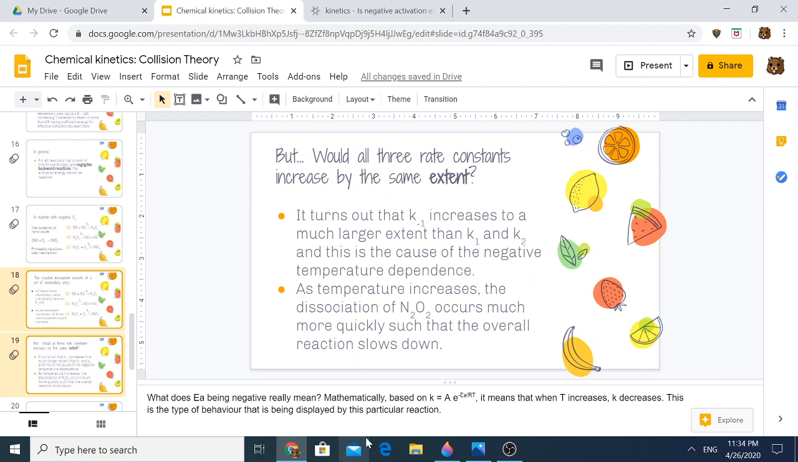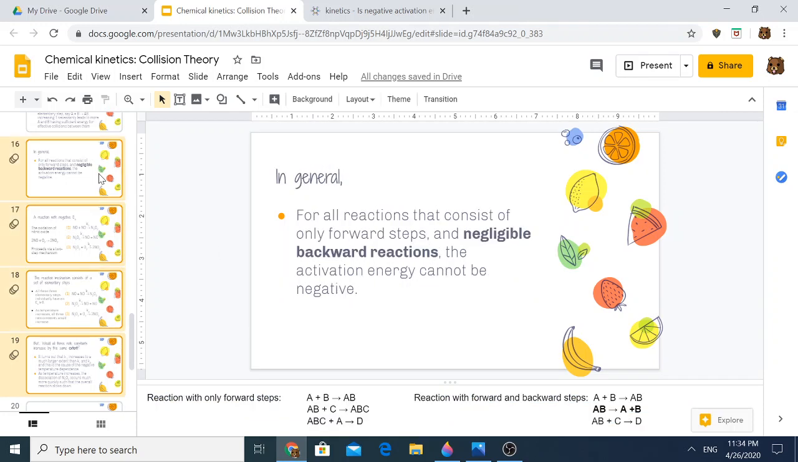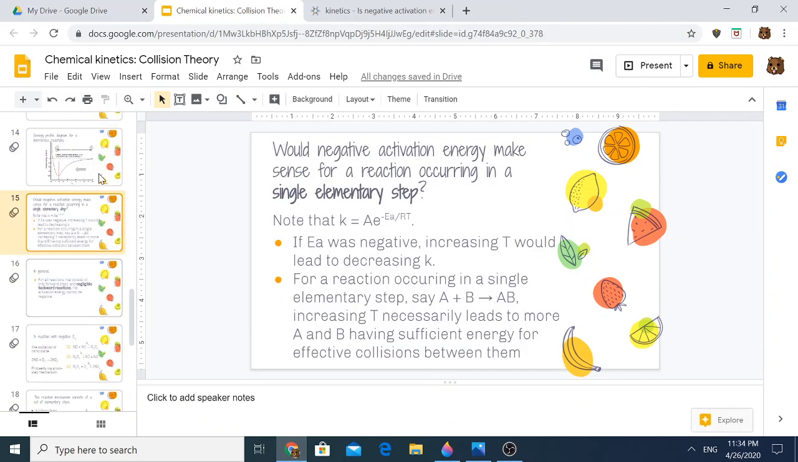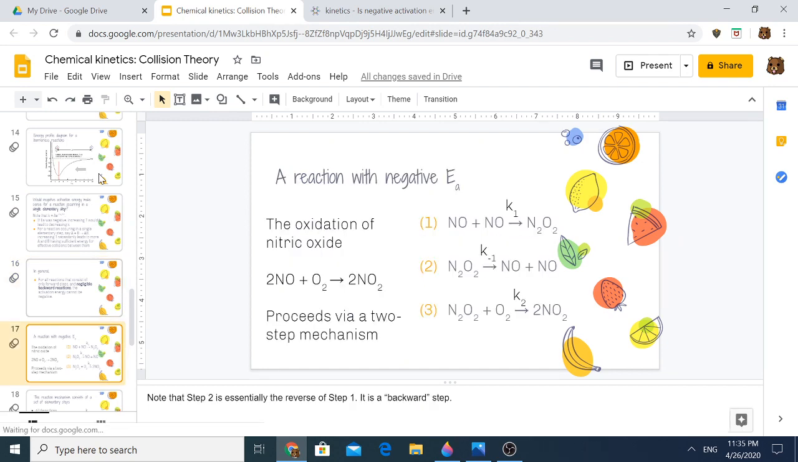I've explained this previously in this slide, when we talked about the mathematical relationship, just that exponent. If EA was negative, the exponent becomes smaller as the temperature increases, because T is the denominator of the exponent. So the exponential factor e to the power of negative EA over RT becomes smaller as T increases when EA is negative, and hence increasing temperature decreases the rate constant.